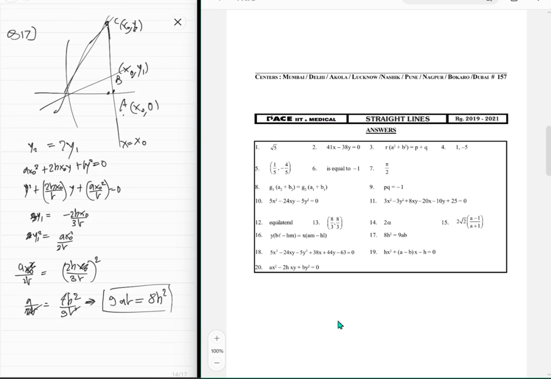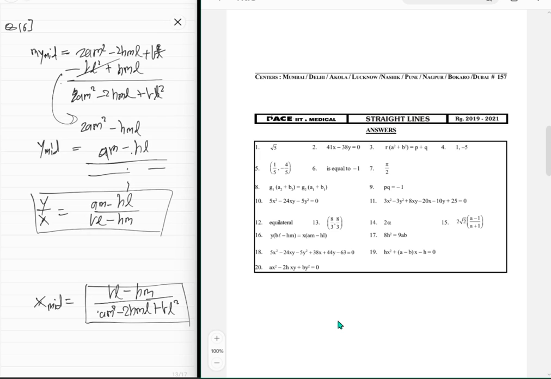Question number 17. Yes, this is correct. Question number 16.